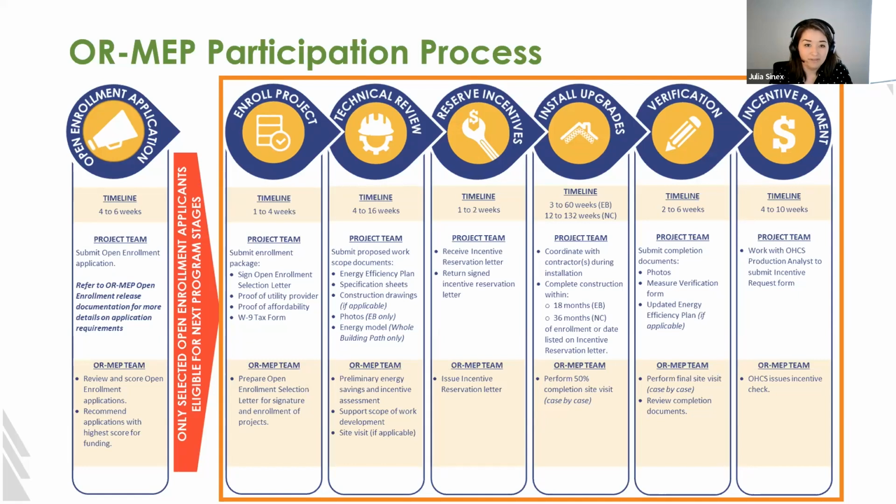So on a high level, you will submit your plans to us. We will review it and then issue an incentive reservation letter. And then once your construction is complete, you'll submit the verification documents to us. And then after we confirm the final incentives, we'll pass you off to your OHCS production analyst to issue the incentive check. Next slide, please.